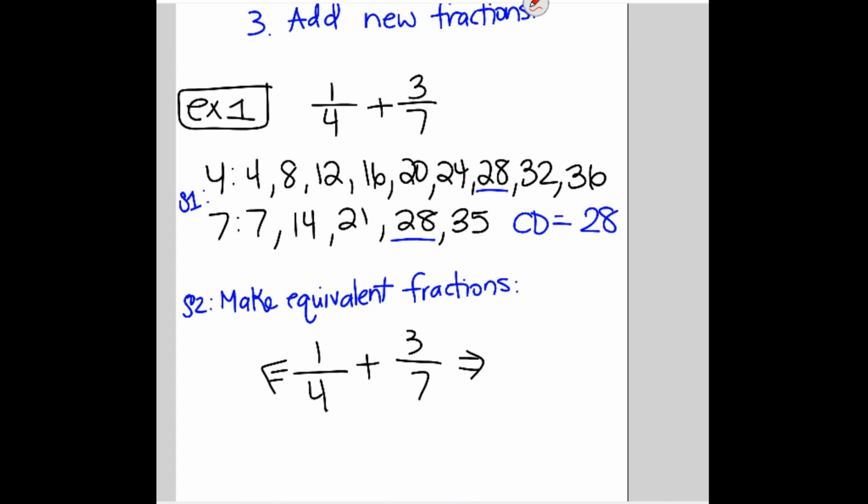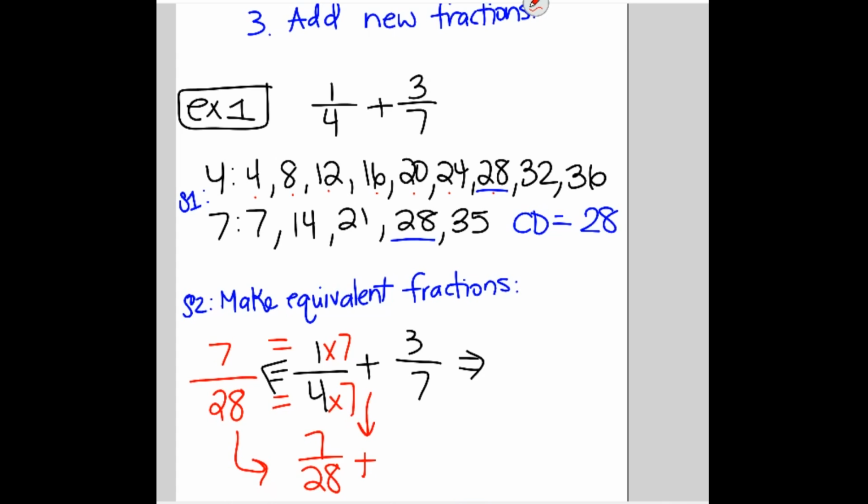Okay, in order for my 4 to equal 28, what do I have to multiply by? 4 times what? Let's see. 1, 2, 3, 4, 5, 6, 7. 4 times 7 equals 28. That's the new denominator now. And remember, we learned that whatever we do to the bottom, we do to the top. So now I have 1 times 7. What does that equal? That equals 7. So now my new fraction is 7 over 28. I'm still adding.